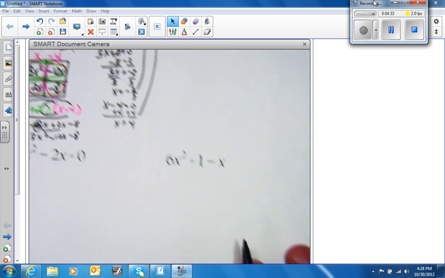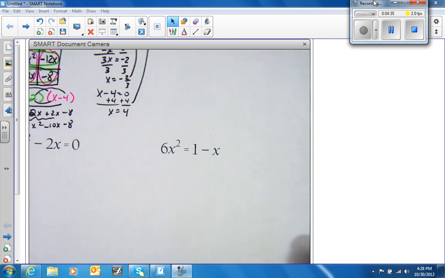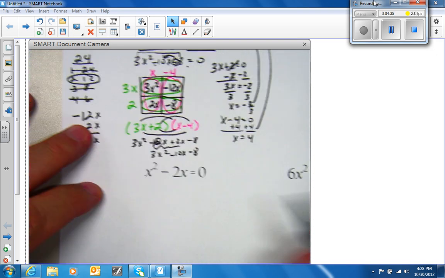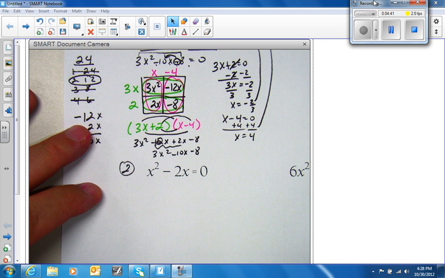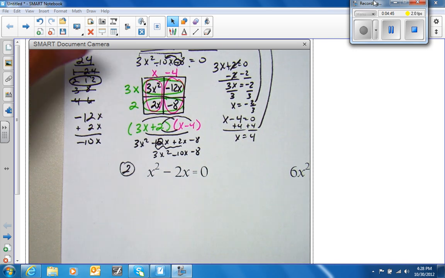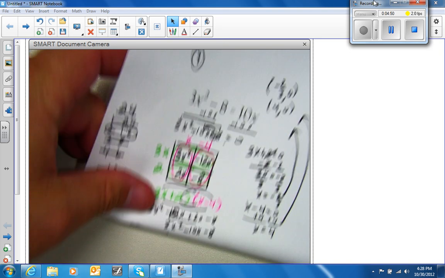Now let's go to a different problem. Let's go to problem number 2, which is right below it. All right? Now in this particular problem, let me go ahead and fold this up so it doesn't get in the way.